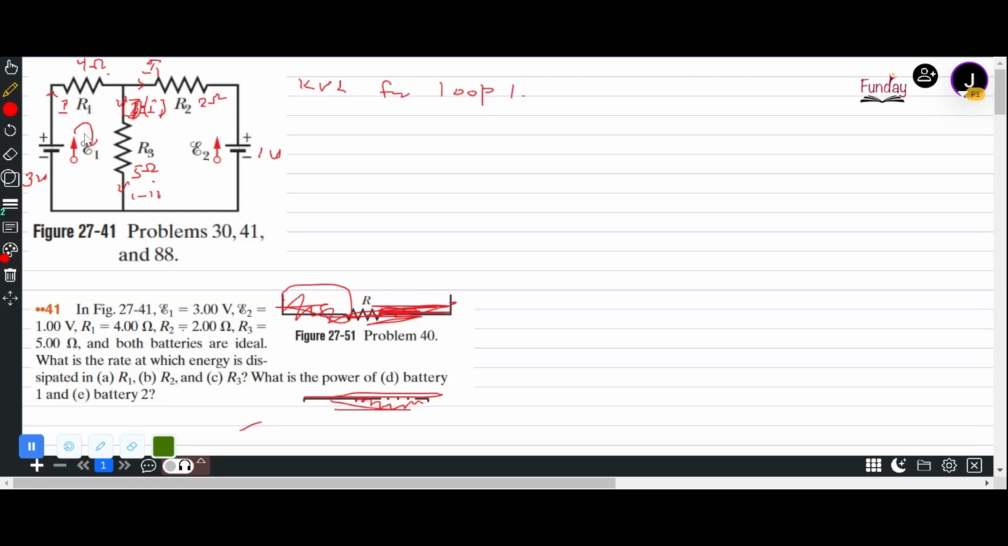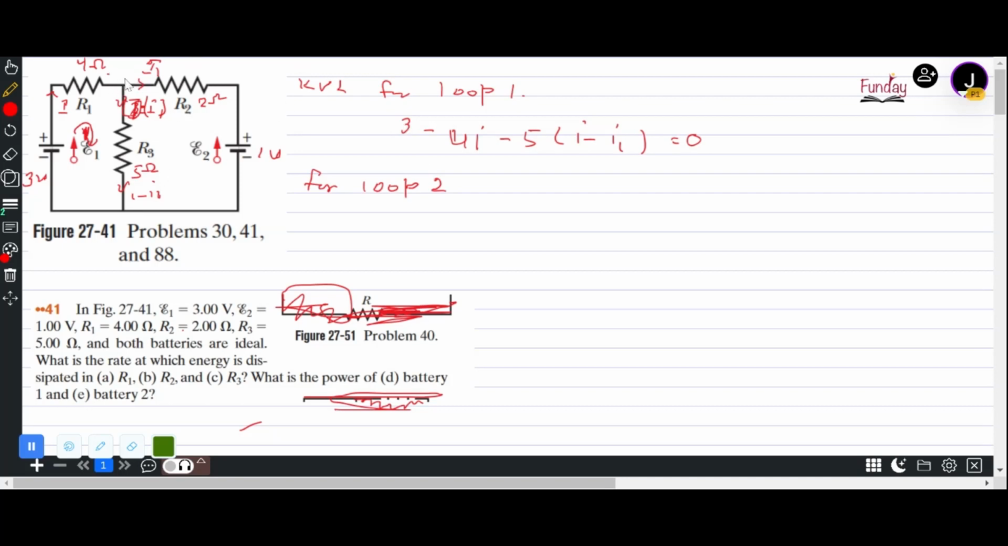So now we will write Kirchhoff's loop equations for these two loops, loop 1 and loop 2. So we are going to write clockwise in loop 1. So this is 3 minus 4i minus 5 into I minus I1 is equal to 0. So the total potential drop in the loop is going to be 0. So for loop 2 we will write 2 I1. We have I1 current in resistor 2.